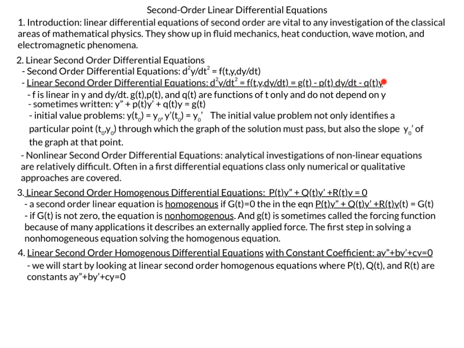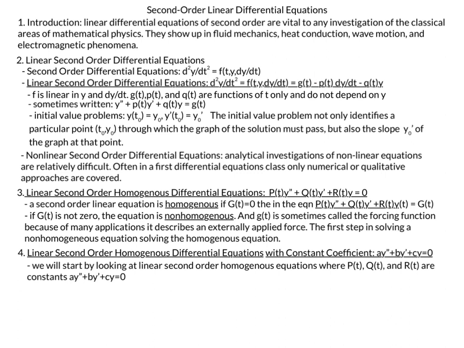We don't have any negative exponents. We don't have any powers of 2 or 3 or something higher. And dy dt and y are also not inside other functions like sine. So we don't have sine of y or e to the dy dt. We just have plain dy dt and y. So that is what makes this a linear second order differential equation. So again, f is linear in y and dy dt. g of t, p of t, and q of t here are functions of t only and do not depend on y.